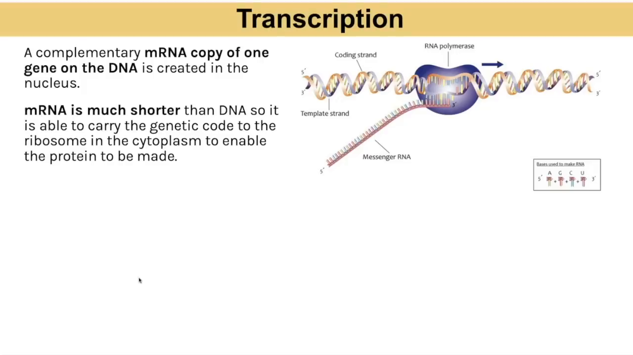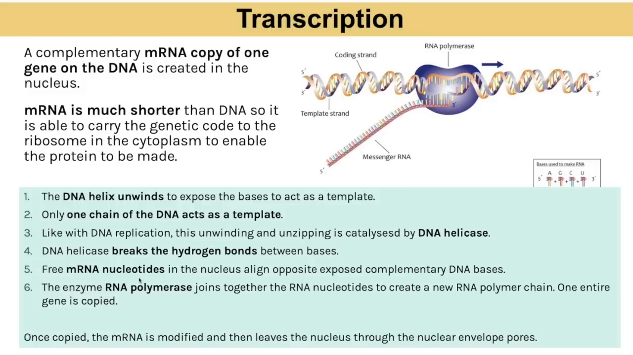So a complementary mRNA copy of one gene on the DNA is created in the nucleus. mRNA is much shorter, we've already said, and that is because it's only copying one particular gene, and therefore it's able to leave the nucleus because it is smaller. Your key steps are all here.